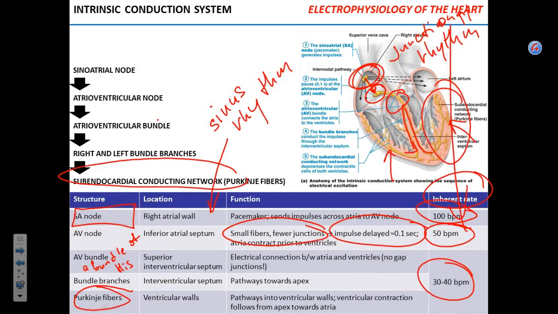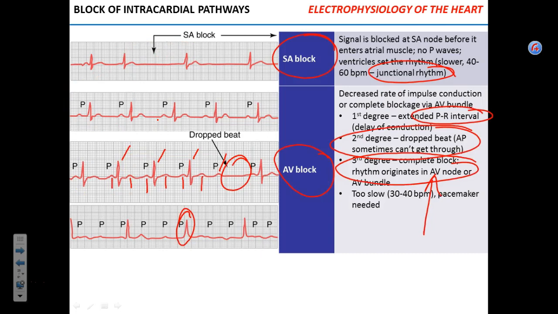So what you're going to end up with is SA not necessarily blocked, but AV is basically gone. No transmission through this. So AV bundle will take over, and its inherent rate is about 30-40, which is not enough. So just not enough pumping. The blood pressure is going to drop tremendously. So people with third degree AV block have to have a pacemaker. Does that make sense? Yes.